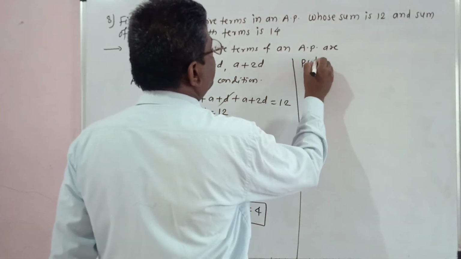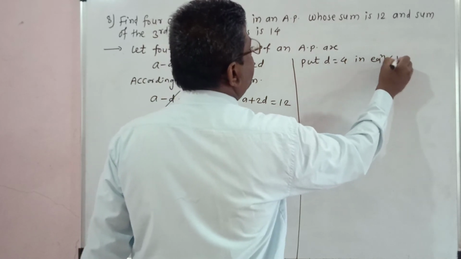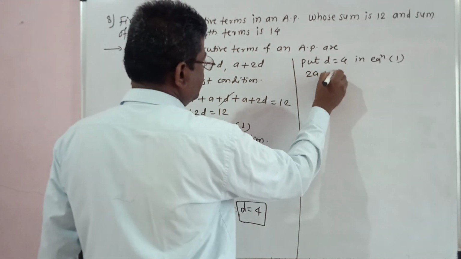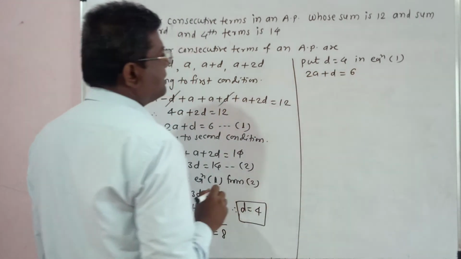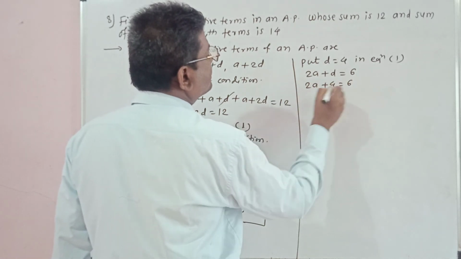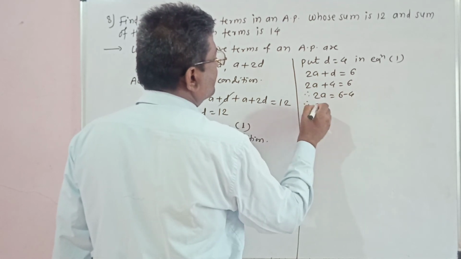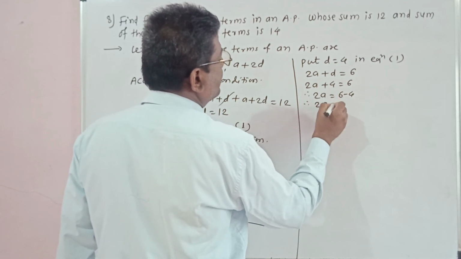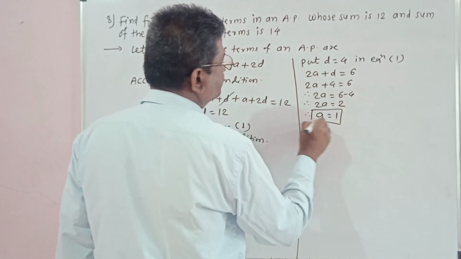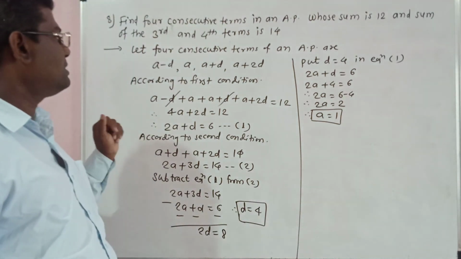Now put D is equal to 4 in equation 1. And equation 1 is 2A plus D is equal to 6. Therefore 2A plus 4 is equal to 6. Therefore 2A is equal to 6 minus 4. Therefore 2A is equal to 2, A is equal to 1. Now we have to find the 4 consecutive terms.